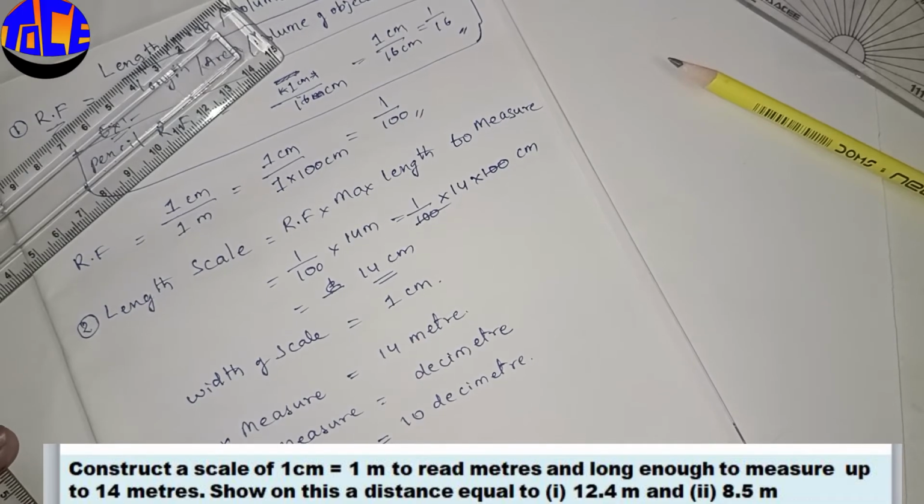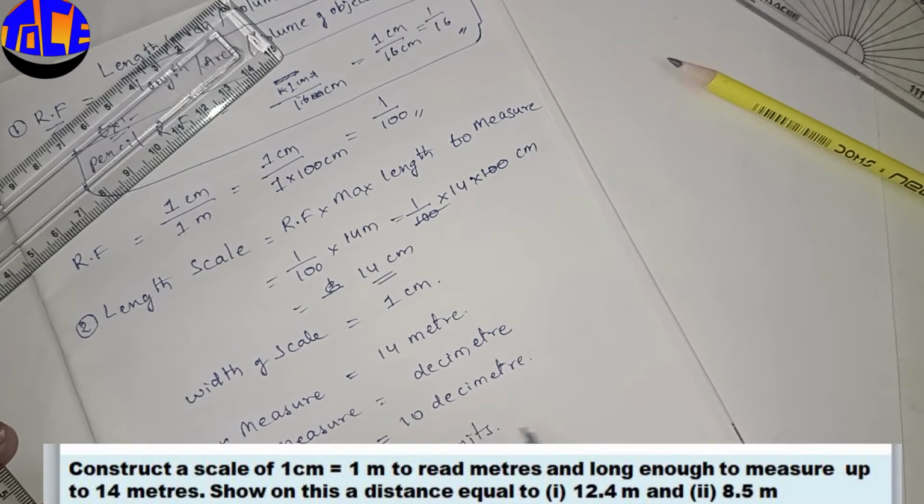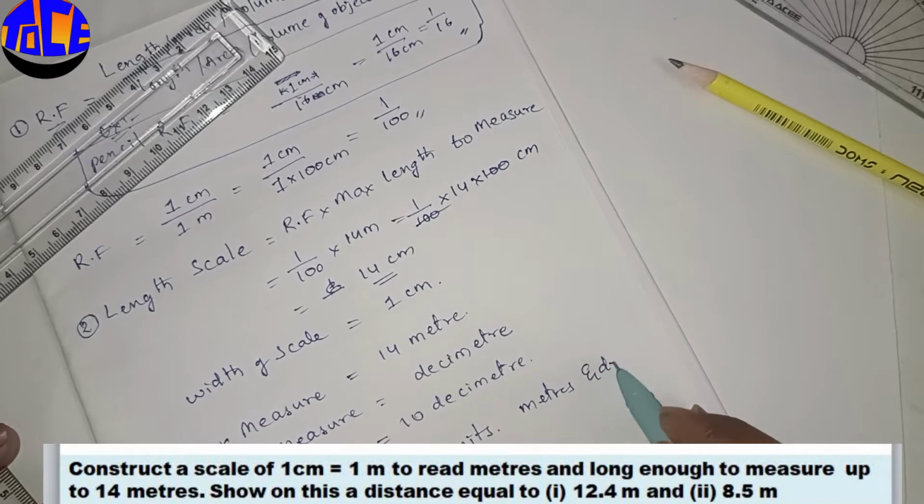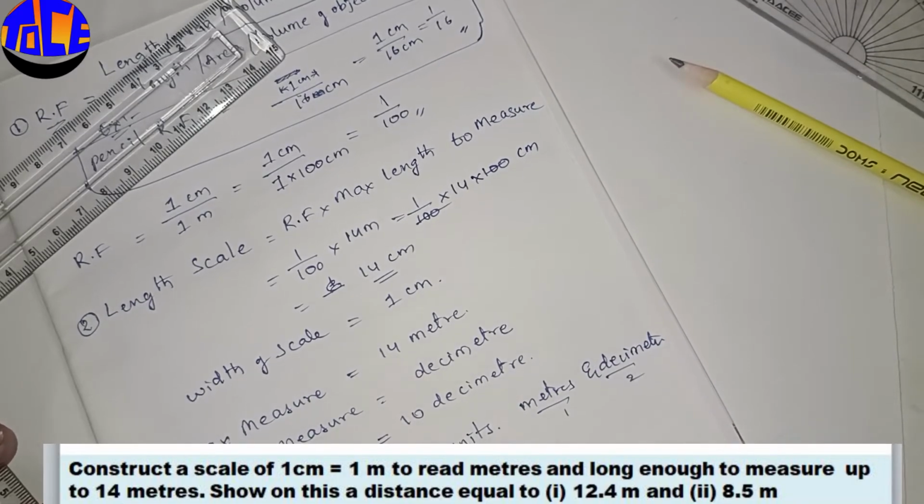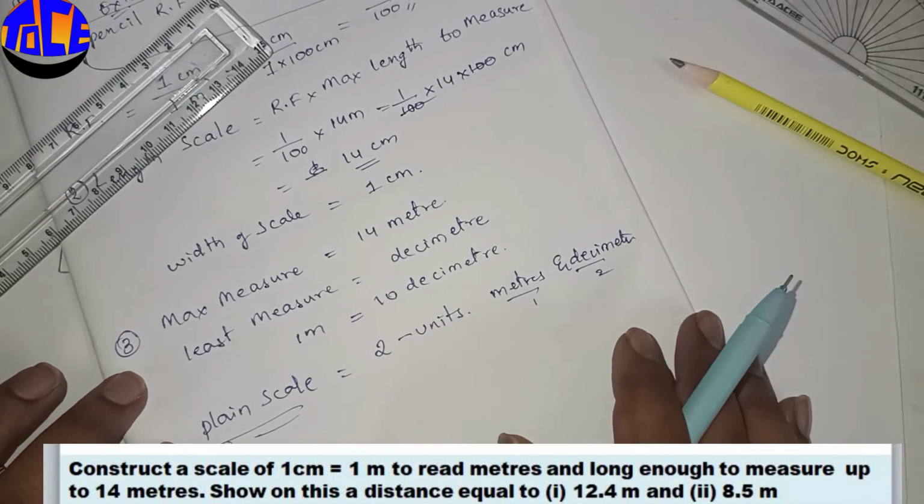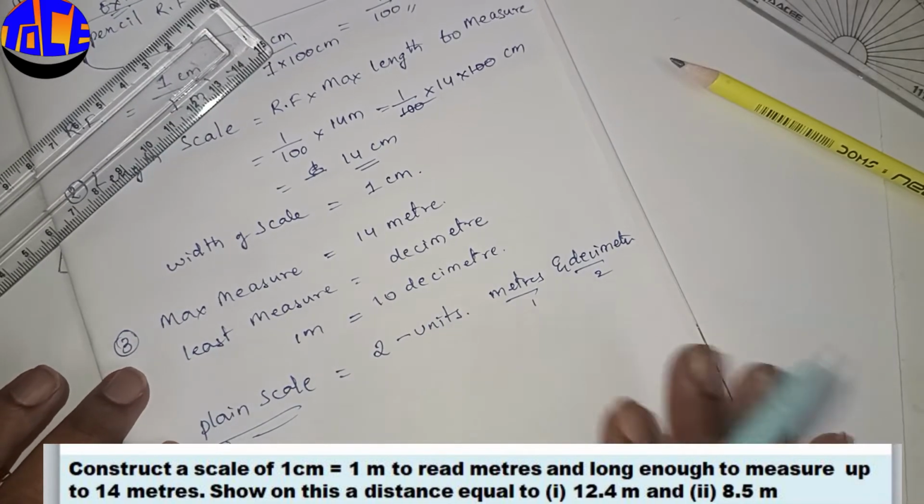A plane scale. So what is plane scale? The plane scale is used to show two consecutive units. So here in the question, if you see, he's asking to show meters and decimeters. So these are the two units, right? This is 1 unit and this is 2 units. So 2 units can be shown on plane scale. That's the reason we are going to draw the plane scale.